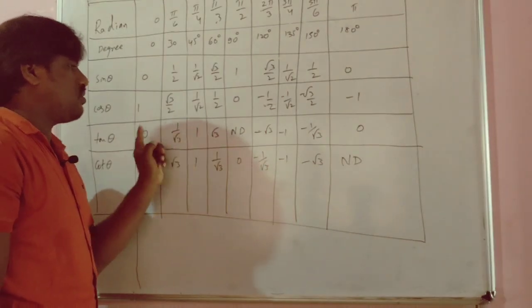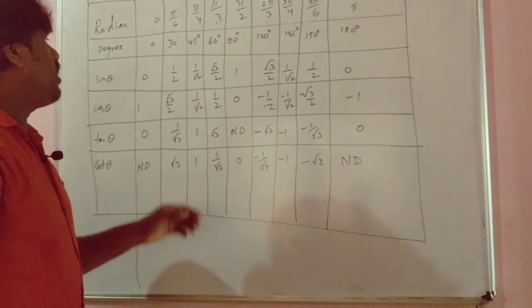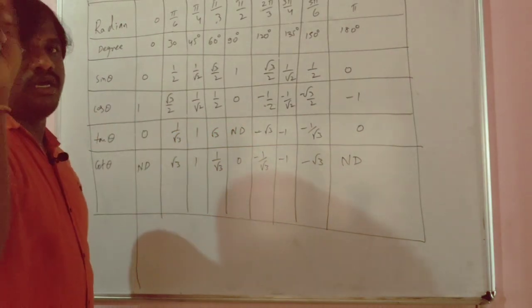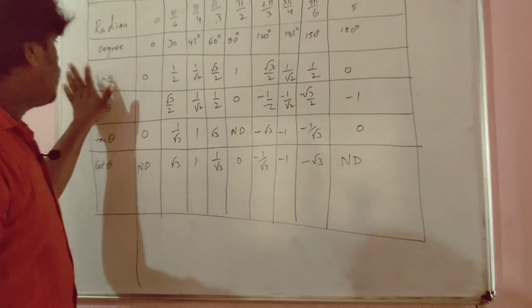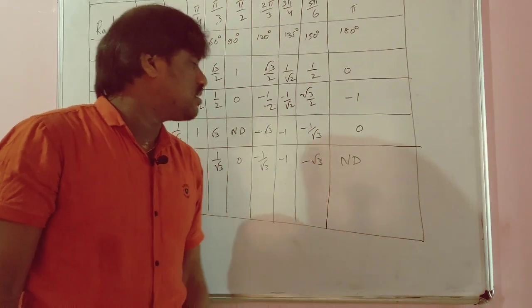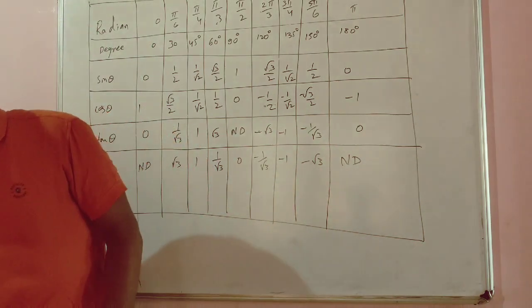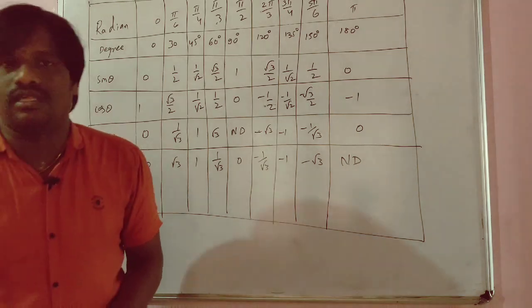Root 3, 1, 1 by root 3, 0, root 3, 1, 1 by root 3, 0, but negative. Because in the second quadrant only sine is positive and cosec is positive. So these are the values of radian and degree till 180 degrees. Just remember all these things perfectly, then you can do problems based on this, okay.